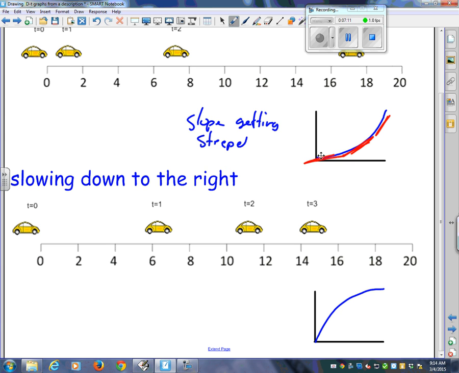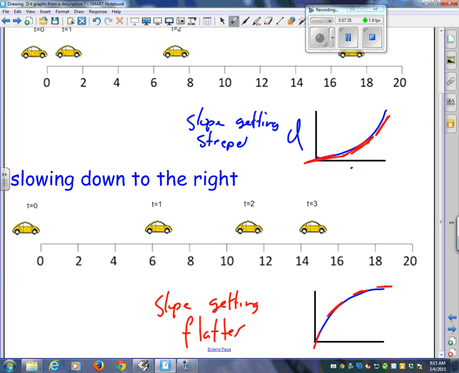What would you say about this one? When you say evens out, I think I know what you're saying, but I don't know if that's the best description. The opposite, right? I'm just thinking of a word that starts with F. Flatter. Slope getting flatter.